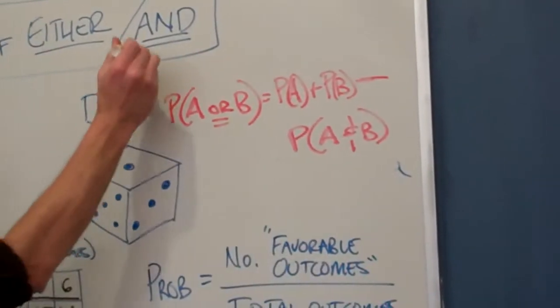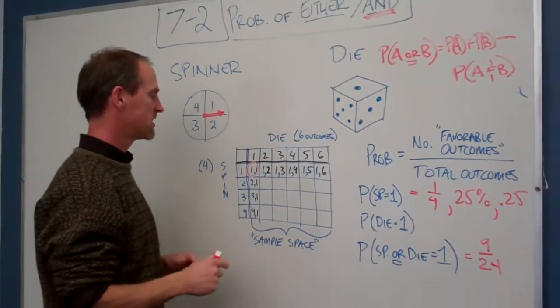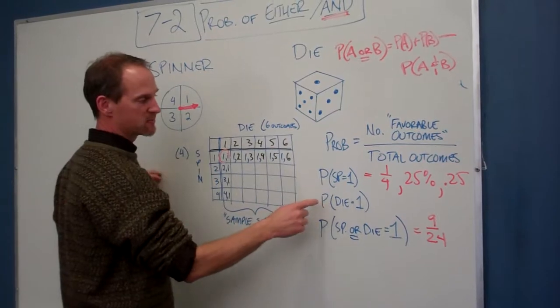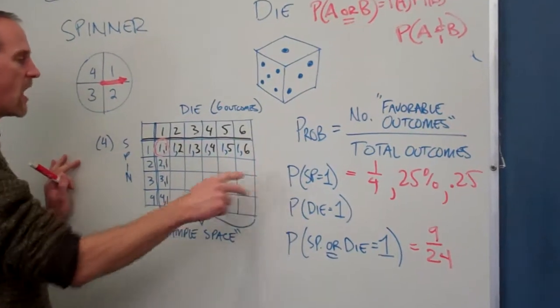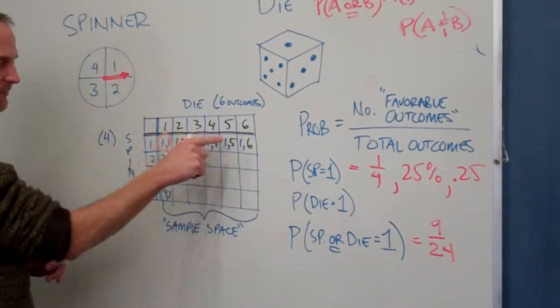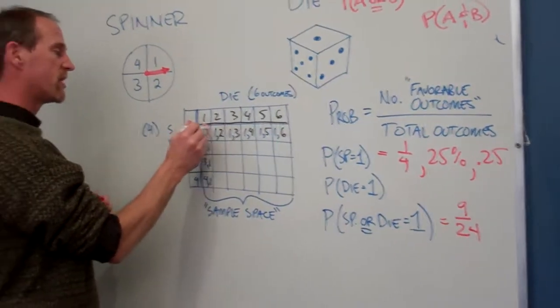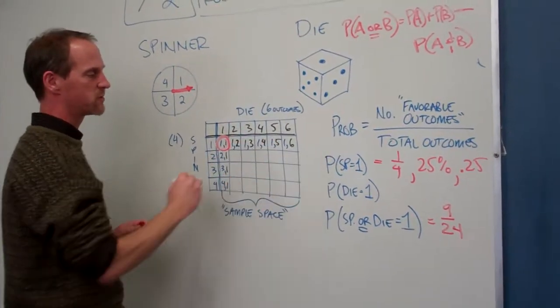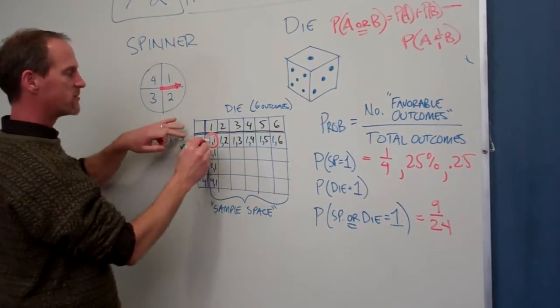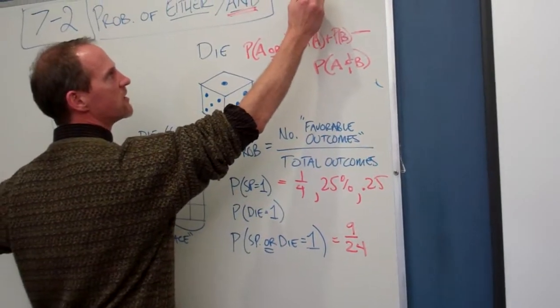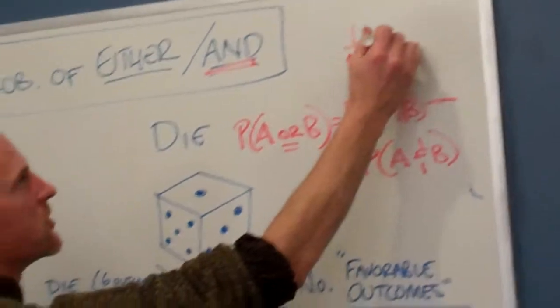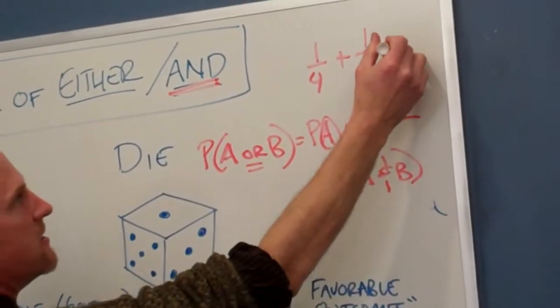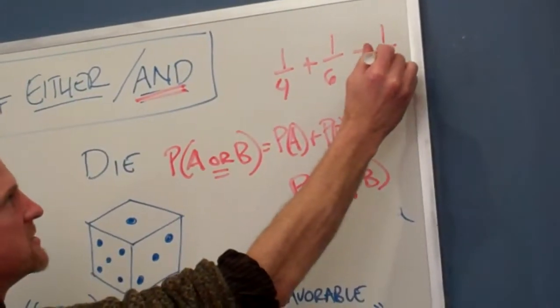Okay, and that gets us to our other word for the day. When we say and, that means both things happen at once. And so in that case, the probability of A and B happening is when we have the two of them happening together, and that's only one square out of a total of 24. So in this case, the probability of A happening would be, if A is my spinner, 1 out of 4, plus then 1 out of 6, and then minus 1 out of 24.